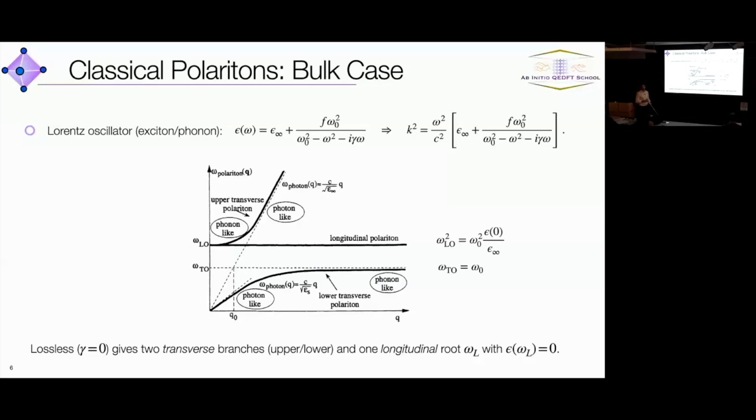Could you give me a comment why the upper transverse polariton and the longitudinal polariton need to match at the gamma point? It's degenerate at the gamma point, right? In this case, the upper polariton and the longitudinal one. Is there any physical reason they degenerate at the gamma point?